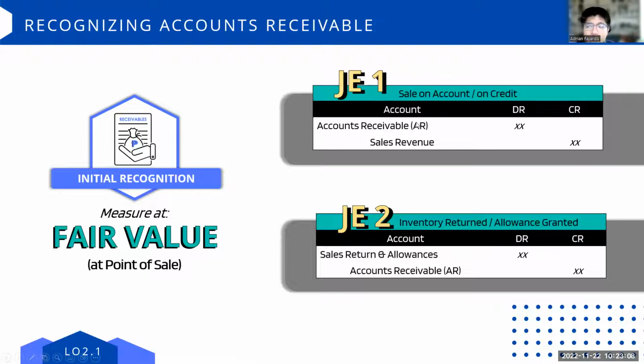So actually, we're familiar with these two journal entries. Flashback to inventory. Basically, the typical journal entries to record AR will come from a sale on account or on credit. For this, take note that the journal entry would be debit AR, credit sales revenue. And then, kindly take note of what happens if there is an inventory return. Echoing SRA or sales returns and allowances, it's going to be debit SRA, credit accounts receivable.